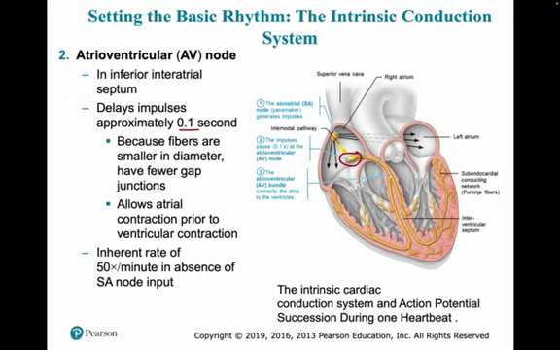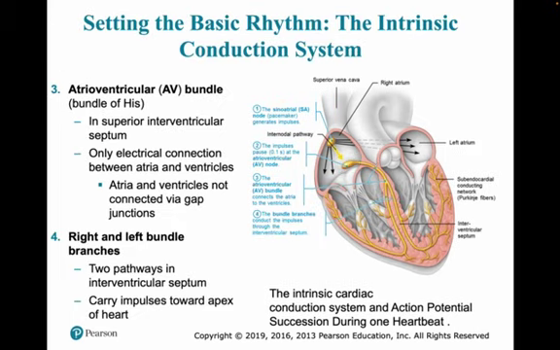Okay, and now it will be around here. The inherent rate is 50 per minute if the SA node is somehow disturbed. So if there is some problem in the SA node, this rate can actually drop. The AV node function can drop.